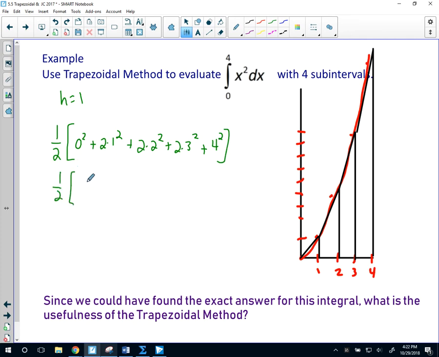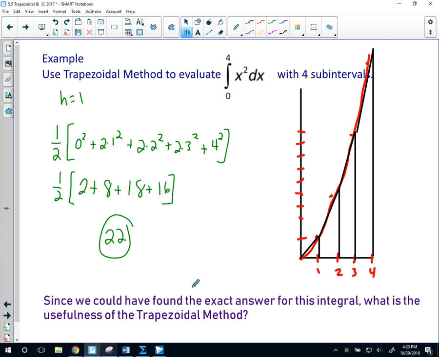So it looks like now I have 2 plus 8 plus 18 plus 16. And if I add those all up, I get 44 divided by 2 is 22, the approximate area under the curve.